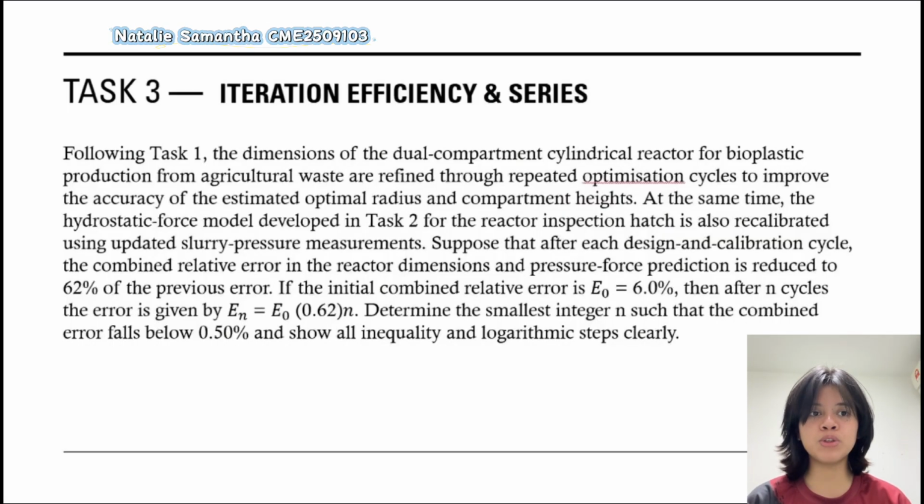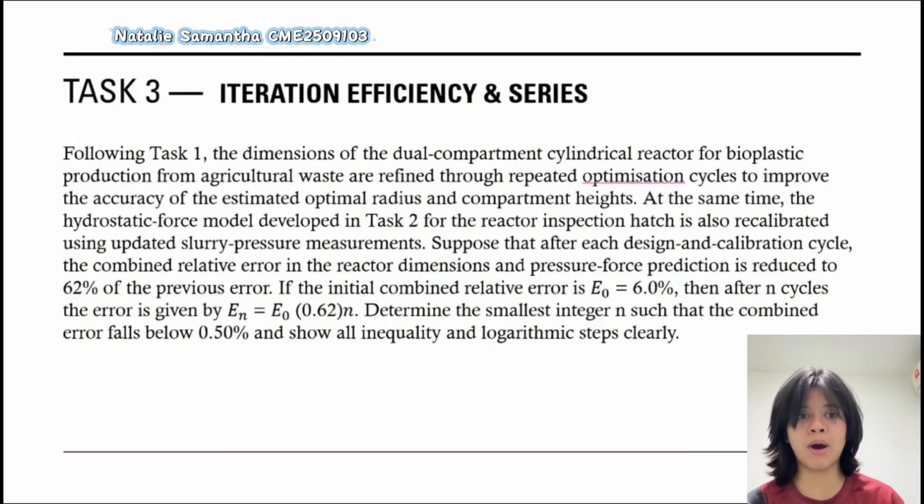The dimensions for our dual compartment cylindrical reactor go through repeated optimization cycles to improve accuracy. Our hydrostatic force model is also recalibrated using updated measurements. Firstly, the combined relative error in the reactor is reduced to 62% of the previous error. We also have a relative error of 6%. The derived equation after n cycles is En equals E naught times 0.62 to the power of n. We need to find the smallest cycle number to generate a combined error below 0.5%, or 0.005.